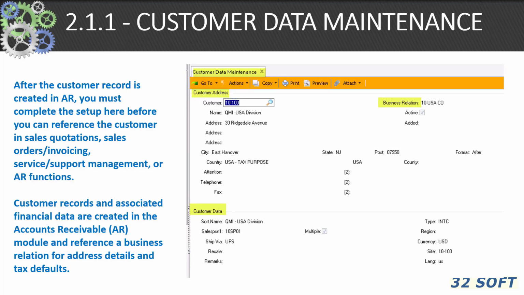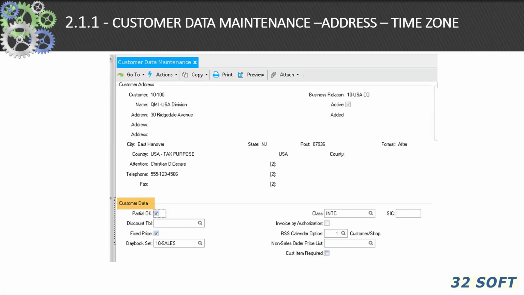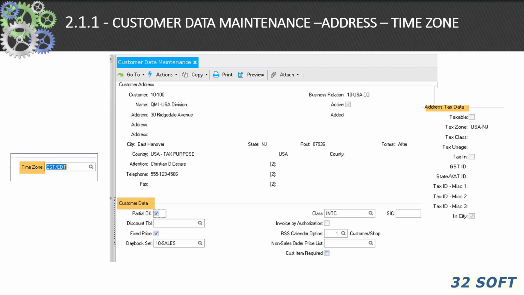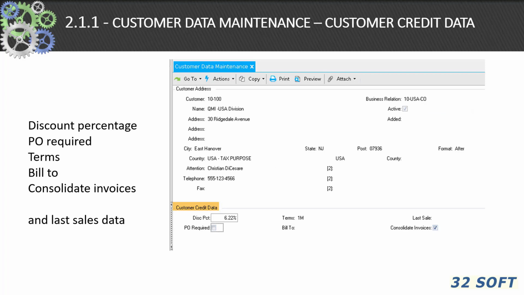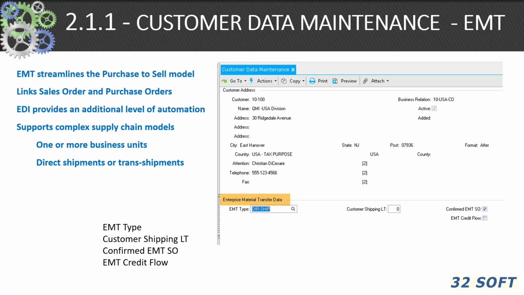In the 2.1.1, customer data create, this is our old friend from SE. You create the customer data. That includes such information as a salesperson. We talked about the types, the region, languages, etc. There's customer data that is responsible for discount, non-sales. You can set time zones, address information. And the customer credit data, you can define discount percentages. If you require a purchase order, you're going to bill to. The customer freight tab allows you to define freight list, minimum and maximum freight weights, freight terms, etc.